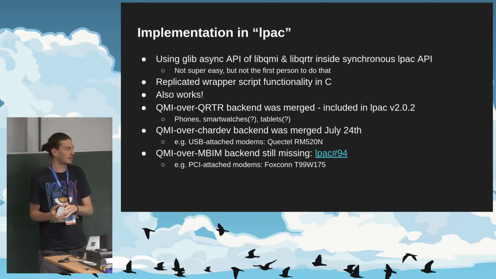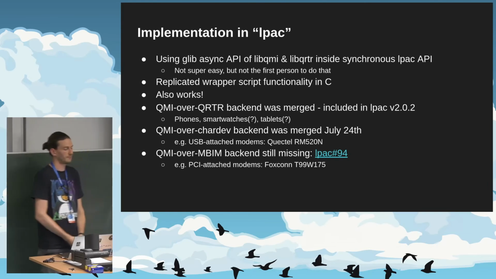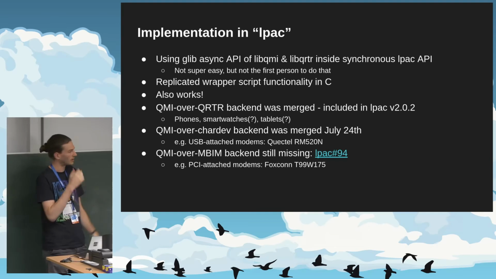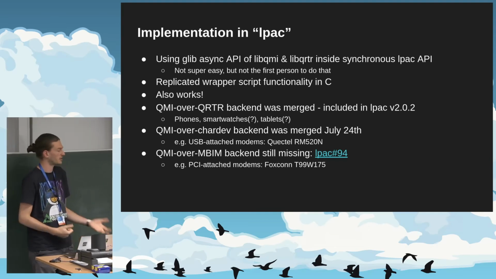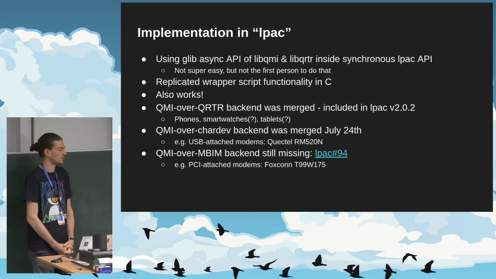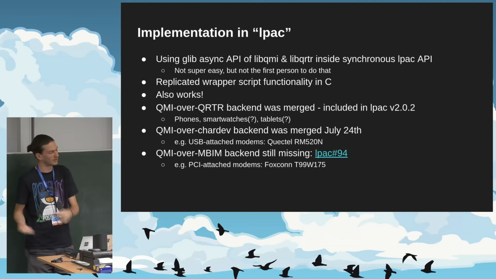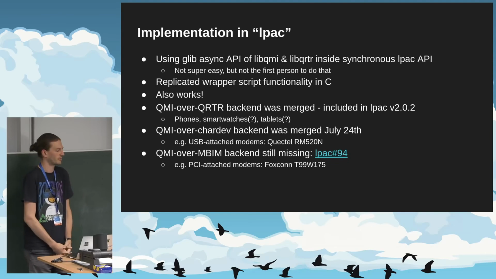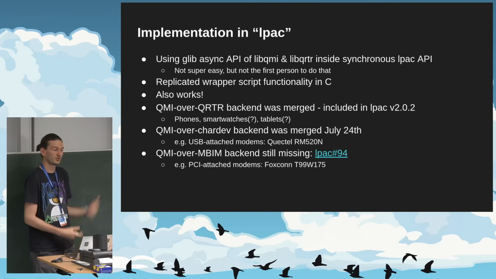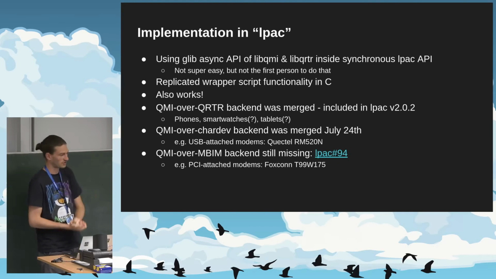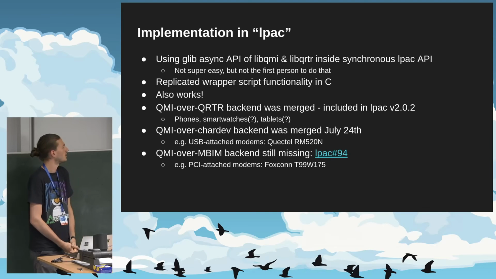For this MBIM wrapper that I was talking about before, this is still missing a proper implementation in LPSC directly to not use this wrapper script anymore. It shouldn't be too tricky to make because libmbim is also using the same glib async stuff. So you just need to make a few synchronous wrappers over the async API, or you can just copy paste it. And then it should also work on some other modems, which includes, for example, this PCI attached modem, which is some Foxconn modem.